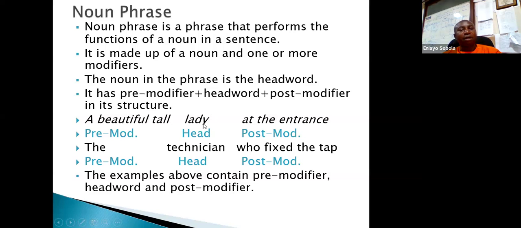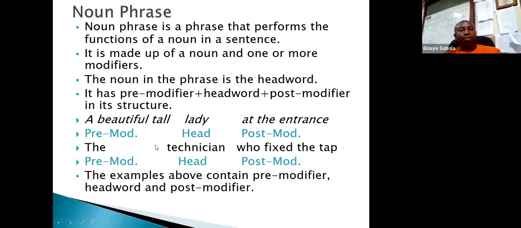A indicates that we are talking about only one lady. We are not being specific. Beautiful is talking about the attributes of that lady. It's a lady with beauty. And tall is talking about the heights of the lady. So a beautiful tall, all of them serve as the pre-modifier, while lady is head word. At the entrance is another phrase that is telling us about the location of the lady. At the entrance is a post modifier. And what functions as a post modifier there is another phrase entirely.